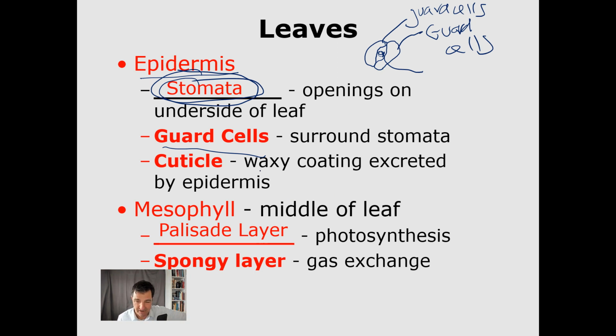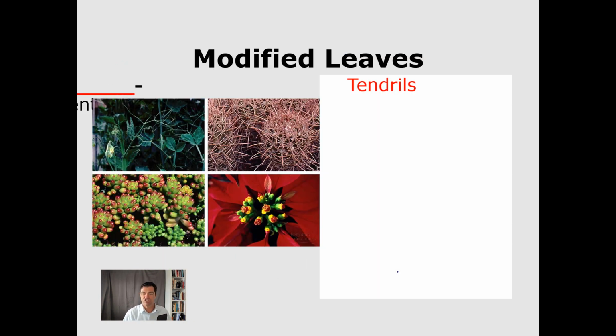And then some plants have a cuticle, which is a waxy coat on the outside. This can be thicker in some plants than others. And then you have the middle part of the leaf, which is called the mesophyll. There are two parts to the mesophyll. One is called the palisade layer, which is used for photosynthesis. And then you have the spongy layer, used for gas exchange.